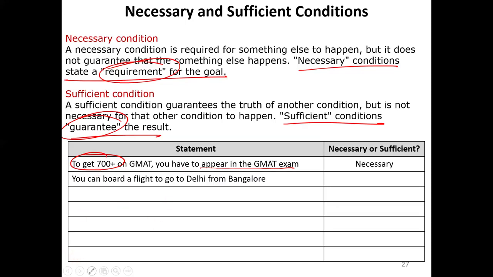You can board a flight to go to Delhi from Bangalore. Tell me, is boarding a flight a necessary or a sufficient condition to achieve this goal? Boarding a flight, is that a necessary or a sufficient condition to go to Delhi from Bangalore? I think it's a necessary condition.